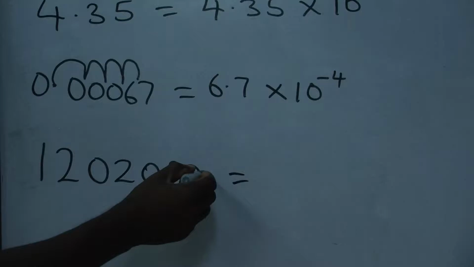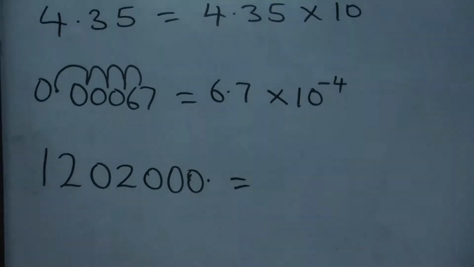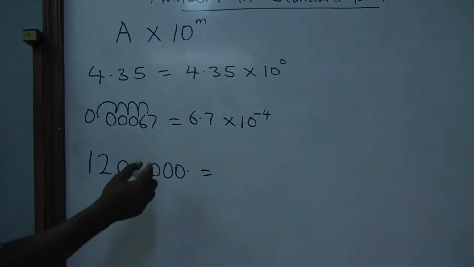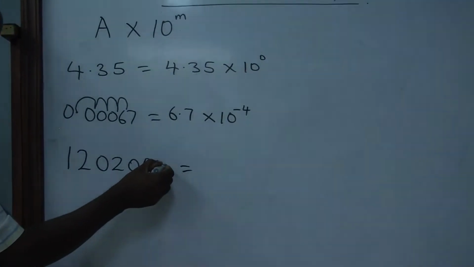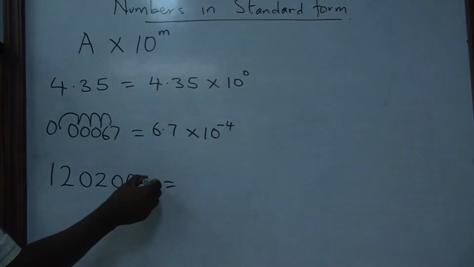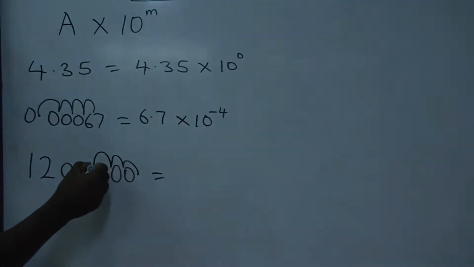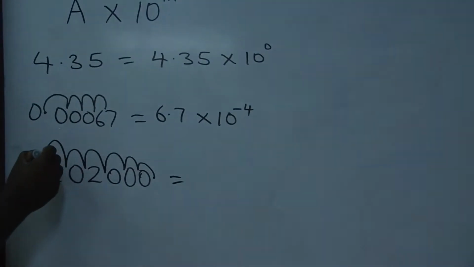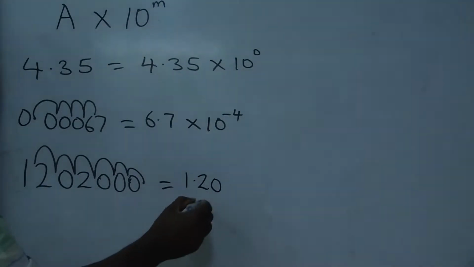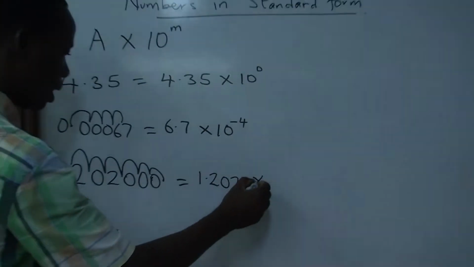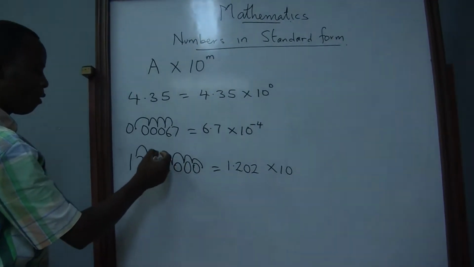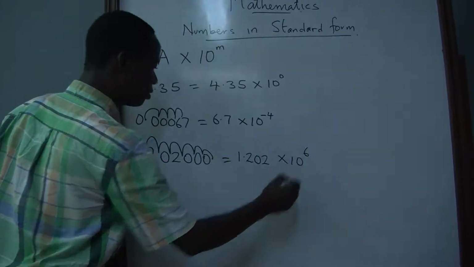This decimal point needs to move in order to give us a number that will be suitable for A, a number greater than 1 or less than 10. Then that means this decimal point will need to move to the left. So if it's moving to the left, you know the index will be positive. So it's going to be 1, 2, 3, 4, 5, 6. That will give us 1.202 times 10 raised to the power of 6.